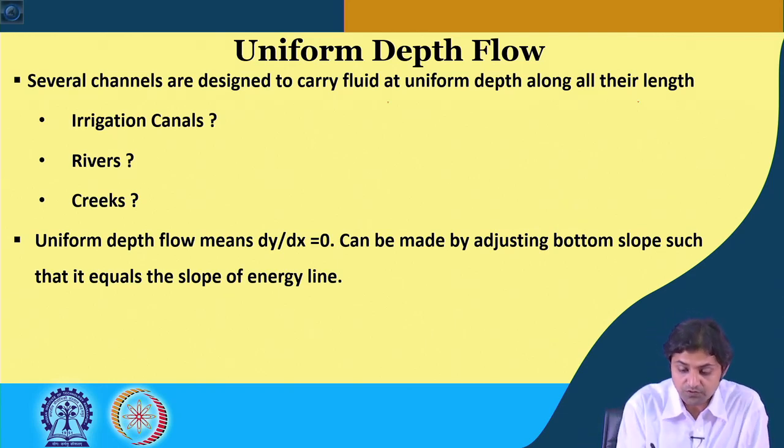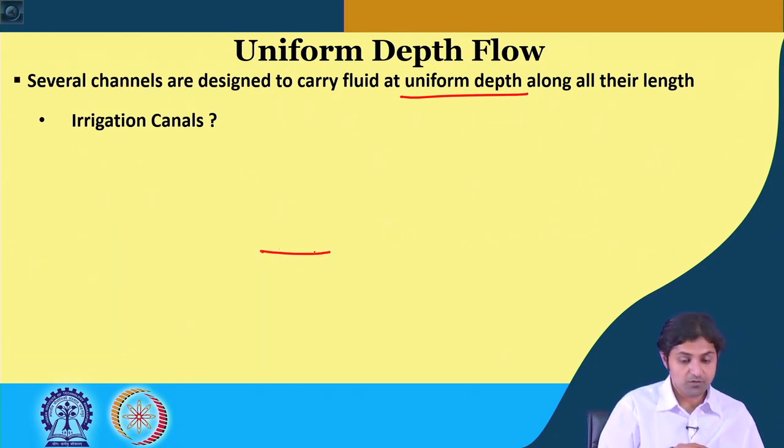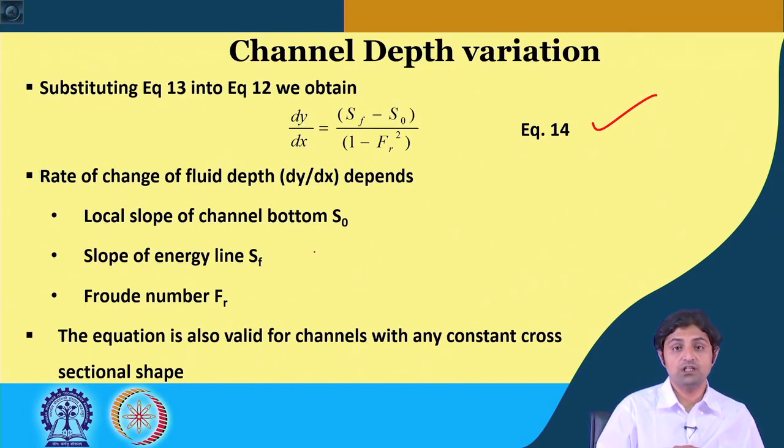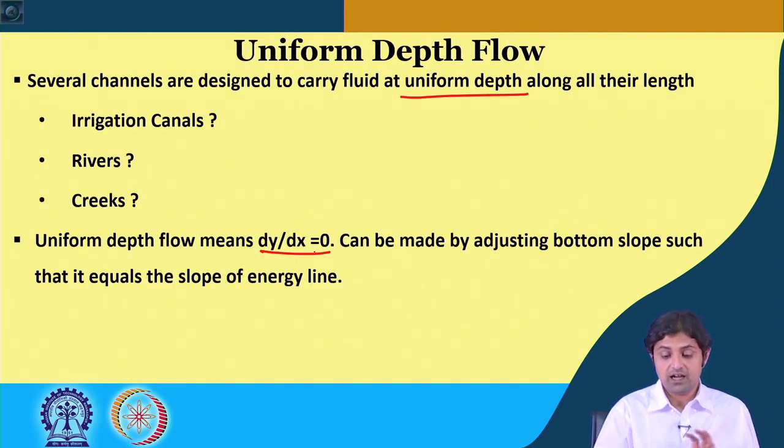and uniform depth means the rate of change of y with respect to x is equal to 0, from equation number 14. So, if dy by dx is equal to 0, that means it is a uniform channel, and this can be made by adjusting the bottom slope. Bottom slope is z naught, because if we are going to design, say, an irrigation canal, we can obviously change the angle of the slope of the canal.